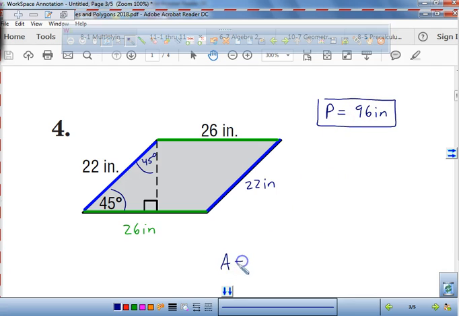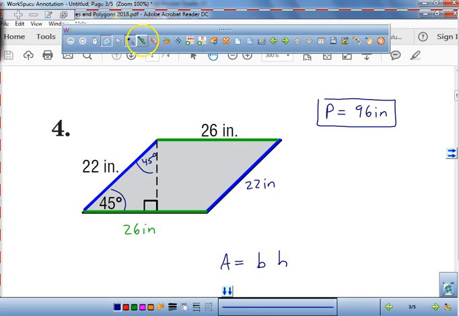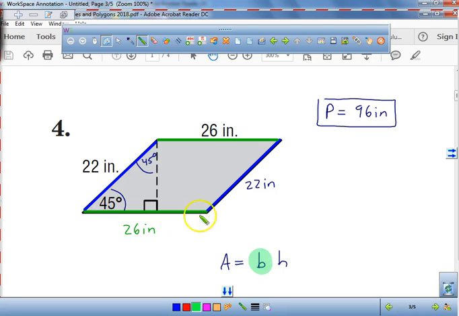Area is a little bit trickier. What do we have to find? The base times the height. Now, the base, right here, is 26. That's the base. And we draw in the height. The height is this segment right there. That's what we need to find.